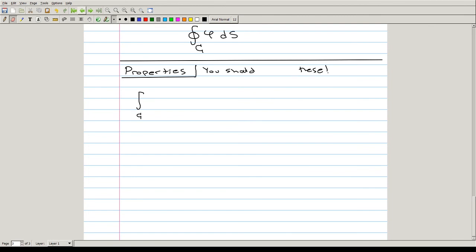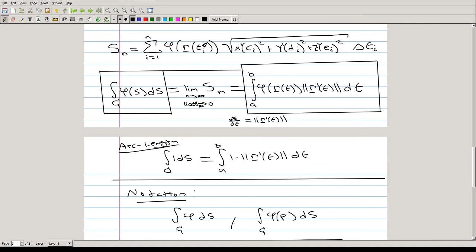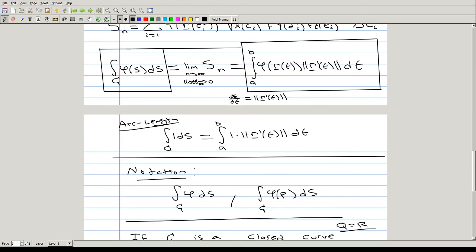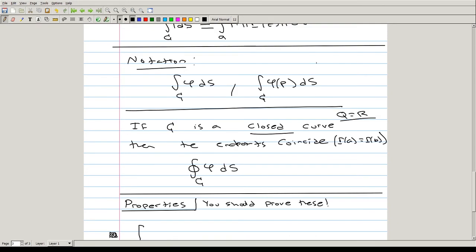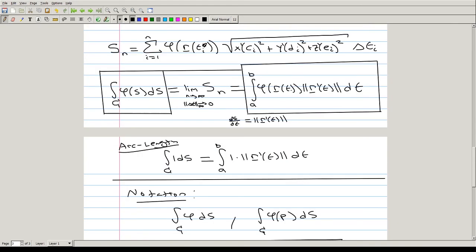So you should use the definition to prove these. You'll see that when you go through and do that, a lot of these come directly from corresponding properties for the single variable integral, because ultimately the line integral of a function is defined in terms of the single variable integral. So a lot of these properties are really straightforward, coming directly from the fact that we proved these properties, hopefully, or you've seen the proofs in an earlier integral calculus course for integrals of this form.